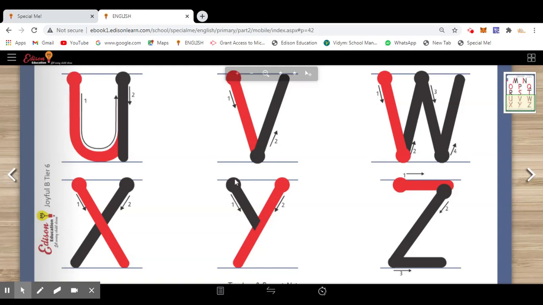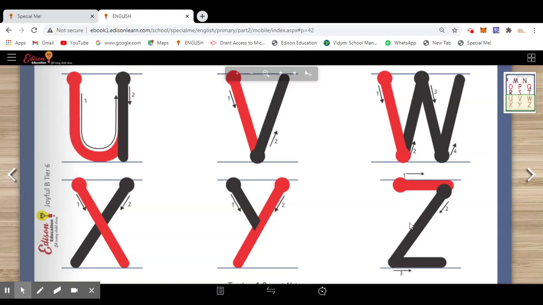So now, first of all, you have to make a short slanting line, and then from here you have to make a slanting line again towards the left-hand side, right? So this is uppercase letter Y, and here is the phonic sound of letter Y.